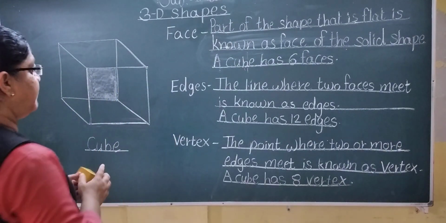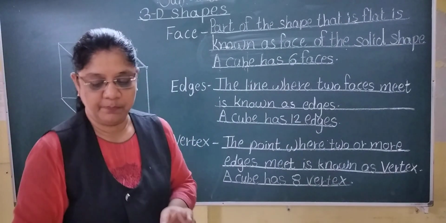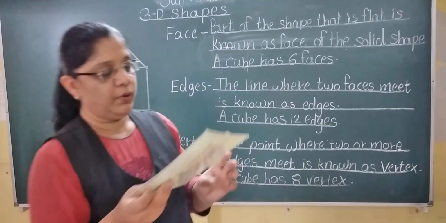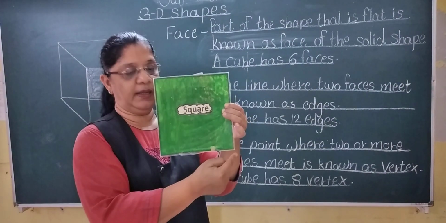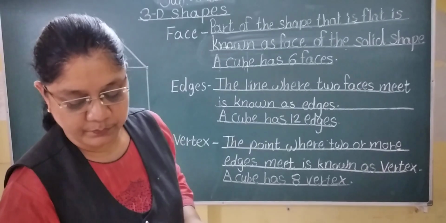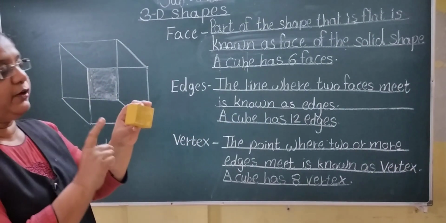Now we will see the vertex. Vertex means corners. See the square, how many corners does the square have? 1, 2, 3, and 4 corners. Okay, but see here, this cube has 8 vertices.